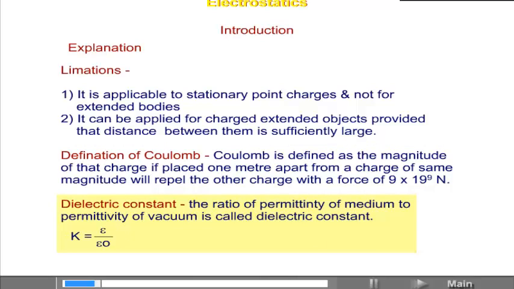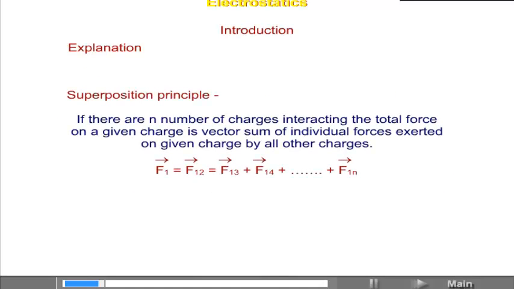Dielectric constant. The ratio of permittivity of medium to permittivity of vacuum is called dielectric constant. K = ε/ε₀. Superposition principle: If there are n number of charges interacting, the total force on a given charge is the vector sum of individual forces exerted on the given charge by all other charges.